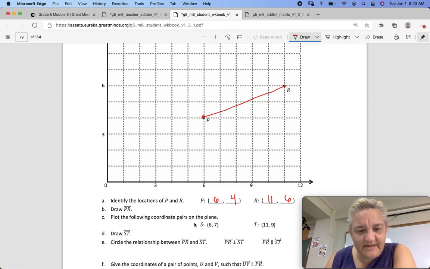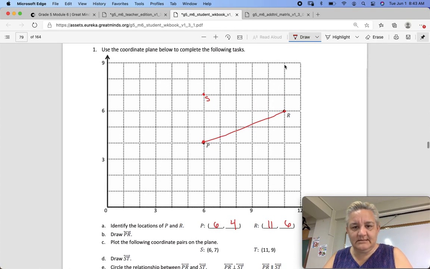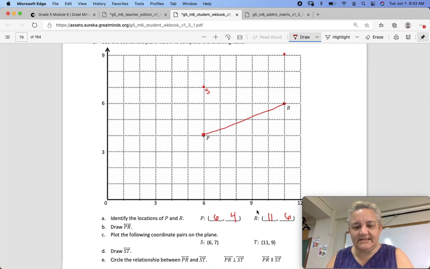Plot the following coordinate pairs on the plane. S is 6, 7, so 6, 7 right here. So that's S. And T is 11, 9. So 9, 10, 11, and 9 right there. That is definitely a parallel line, I can tell already.